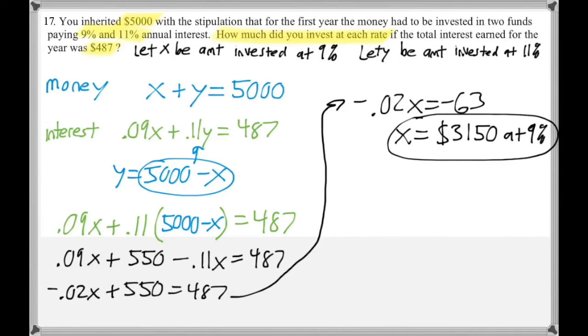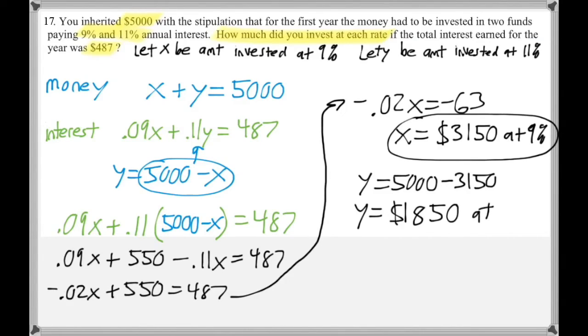So I need to get my y value now, and I'm going to use this equation here to do that because y is already solved for. So y is equal to 5,000 minus x, but I know what x is. It's 3150. So y is equal to 1,850 at 11%.